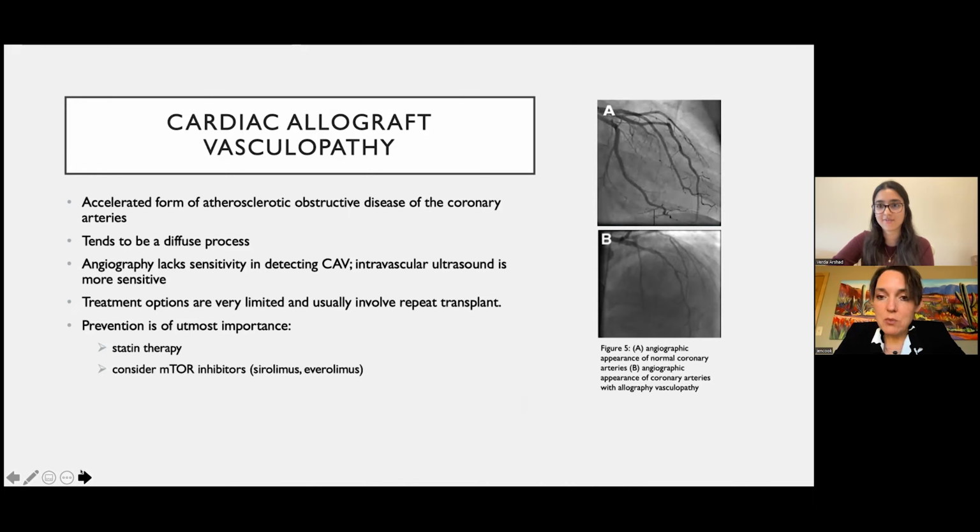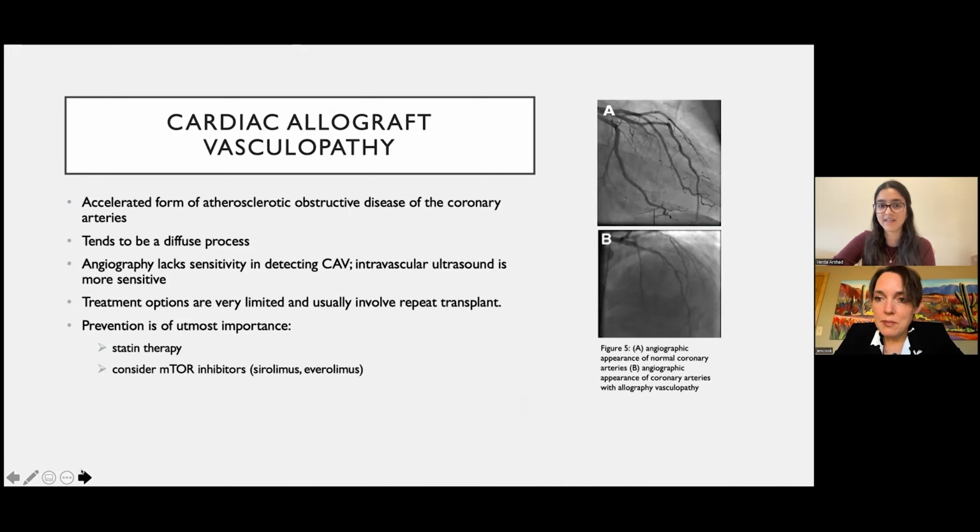And I'd like to speak to the image that's shown on the slide. You can see the nice natural appearance of the coronary arteries in A, but in B, you see this diffuse tapering of coronary arteries. It almost looks like a diabetic's heart. Kind of gives you a feel for this diffuse process. And I like to think of allograft vasculopathy as being kind of a chronic rejection of the heart, where there is narrowing of those coronary arteries over time.